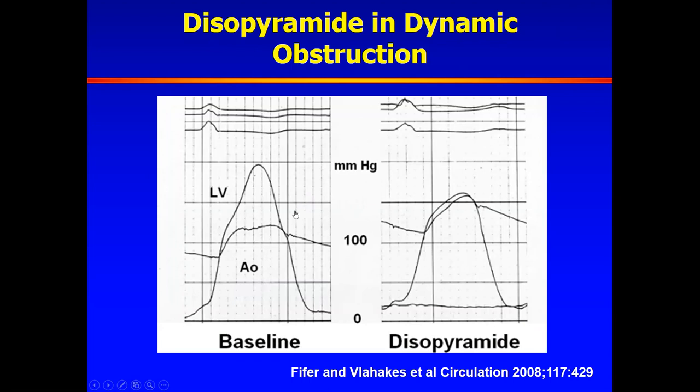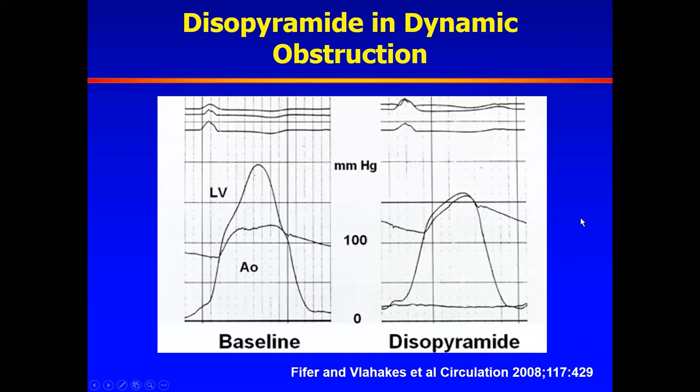Example of the pressure recordings in the ventricle and the aorta at baseline in a patient with dynamic obstruction and a large gradient. Because of reduced contractility, LV systolic pressure drops, the dynamic obstruction drops, and the gradient is almost non-existent with disopyramide on board.